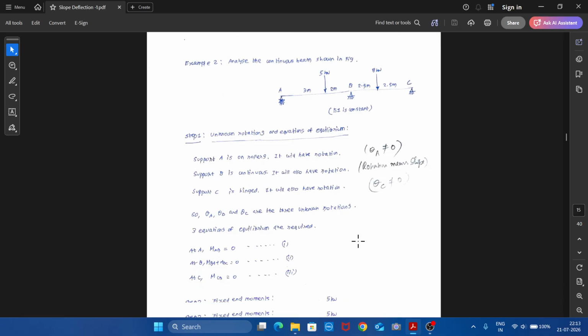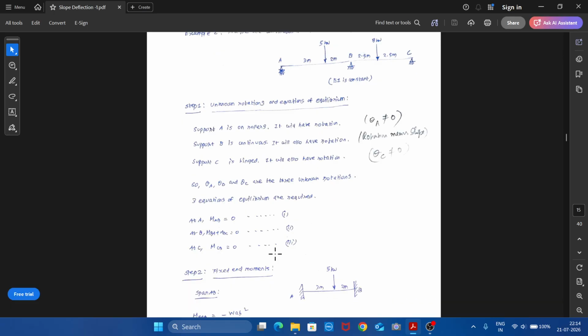Those three equations of equilibrium can be obtained using the principle that, other than at a fixed support, the sum of moments at any support is 0. For example, the end moment at A is MAB, so MAB equal to 0. That is the first equation of equilibrium. At B, the sum of end moments, MBA this side and MBC this side, so MBA plus MBC equal to 0. And at C, MCB equal to 0. So these are the three equations of equilibrium.